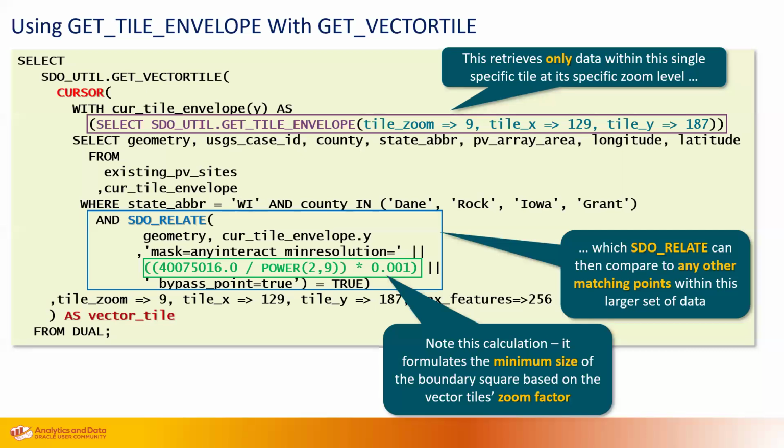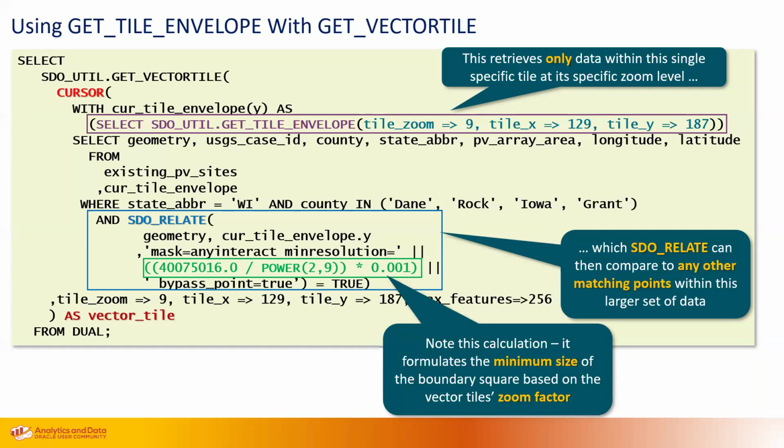One of the things you need to do for SDO relate is pass in a minimum resolution. Because basically when SDO relate is going to look for common points inside the geometry column, it needs to know its minimum resolution, how low should it look? So here's what happens. Remember we said we start with 4 tiles at zoom level 0? Each tile is 4,075,016 meters on a side.